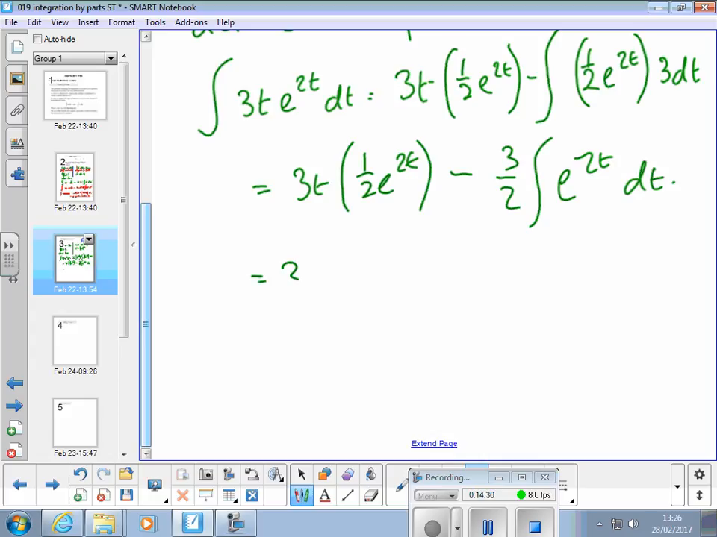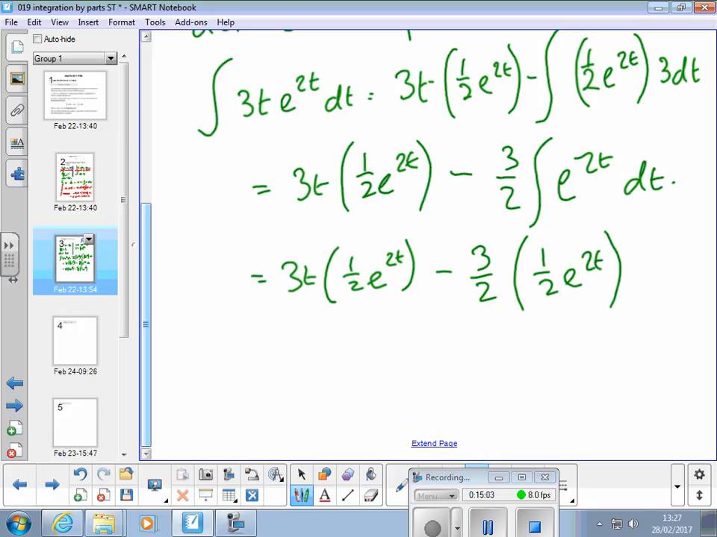So that is equal to 3t over 2 e to the 2t minus 3 over 2 times, what is the integral of e to the 2t? That's 1 over 2 e to the 2t, same thing as before, and we've got a plus c on the end. And that's the answer.